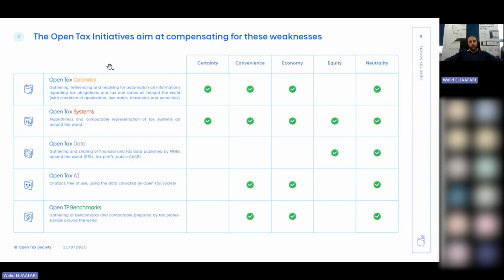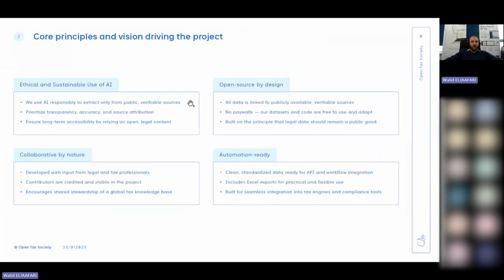Let's dive deeper into the open tax calendar. Oh, sorry, I have an important piece of information to give first. So first, the core principles and vision that are driving the project are, of course, the fact that everything is supposed to be done according to the open source standard. So basically, everything will be open source, no paywall, free, and everybody will be able to get access to it, launch research on it, and use it internally for their own benefit.